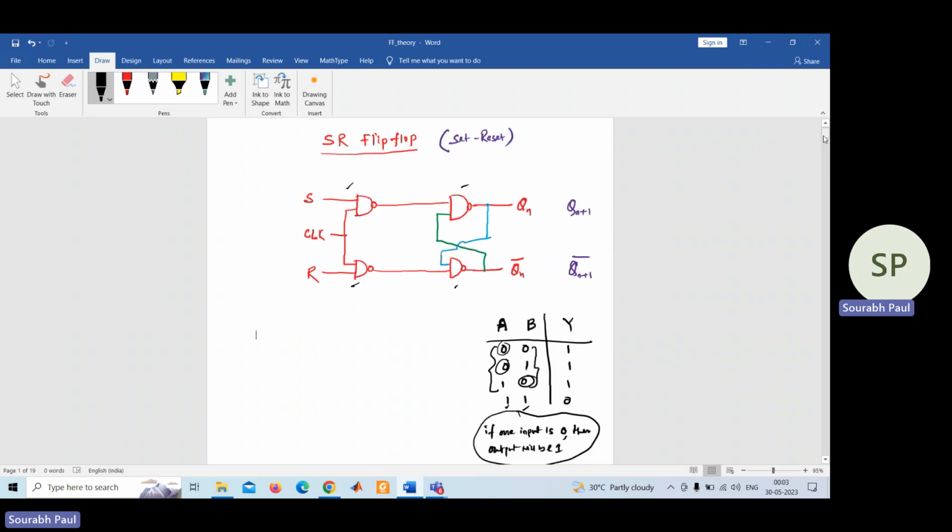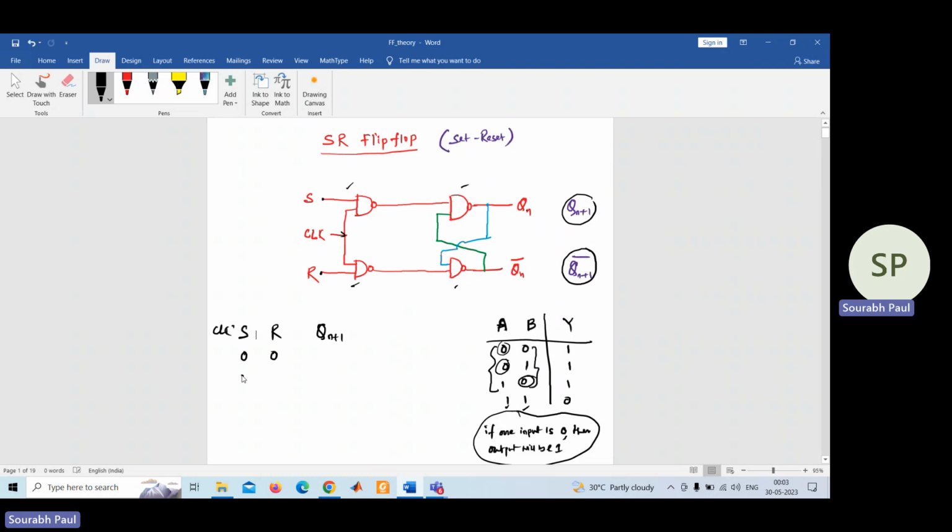So in the SR flip-flop, what is available? You have input S, input R, a clock input, the Qn output, and Qn bar, which is the inverted version of it. From there you need to identify Qn plus 1 and Qn plus 1 bar. Now try to understand the principle of the SR flip-flop. So S, R, clock, and we need to find out Qn plus 1.